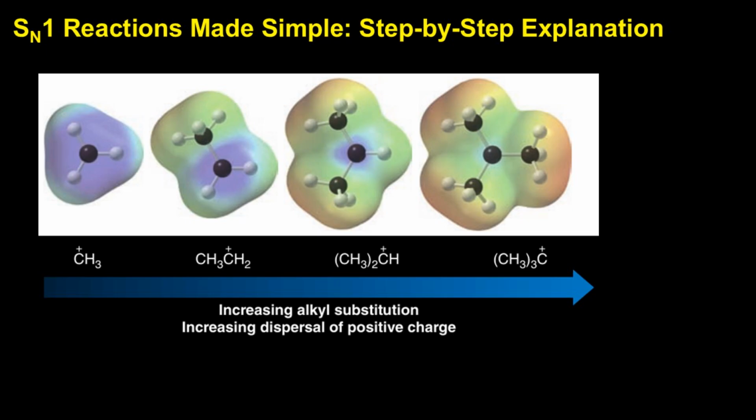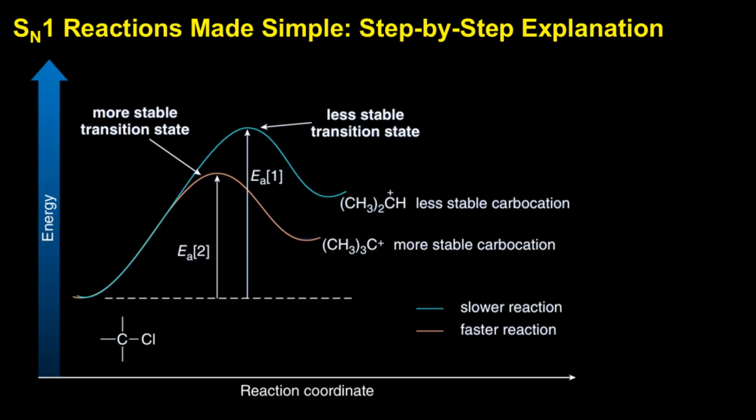By the time we reach a tertiary carbocation, like (CH3)3C+, that positive charge is spread out much more evenly. Let's bring that to life with an energy diagram. We're comparing two SN1 reactions, one forming a secondary carbocation and the other forming a tertiary one.